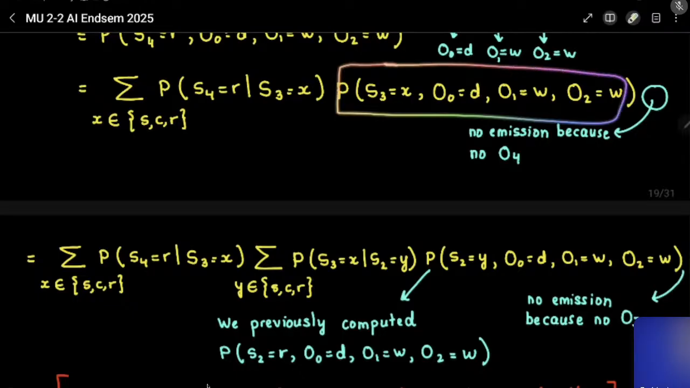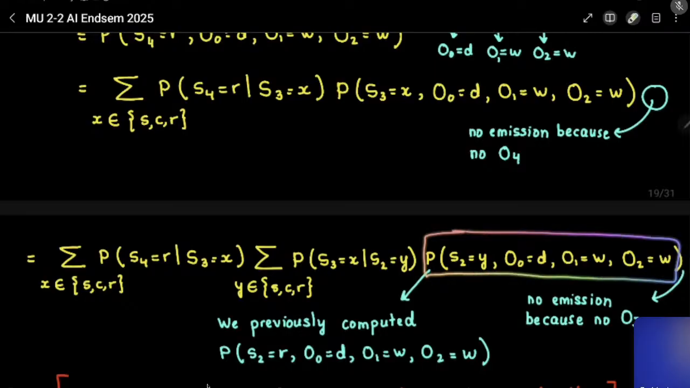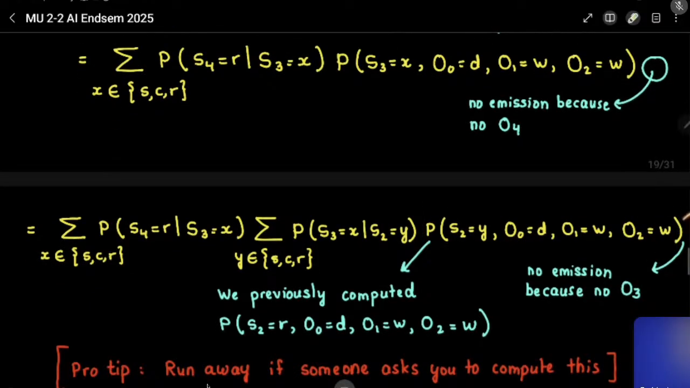Now you'll get S3 given S2. So this is the transition probability. And now there'll be a probability in terms of S2. S2 given all the observations until that day. So O0, O1, O2 are observations until day 2. And there is no O3, so there is no emission probability on the right side.